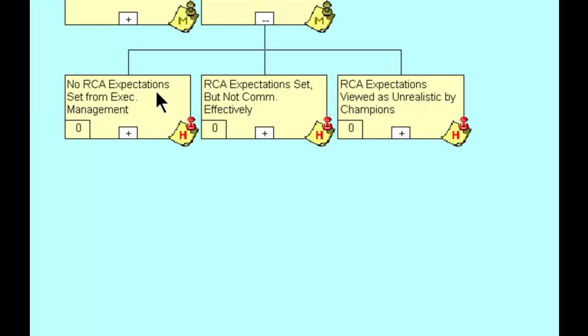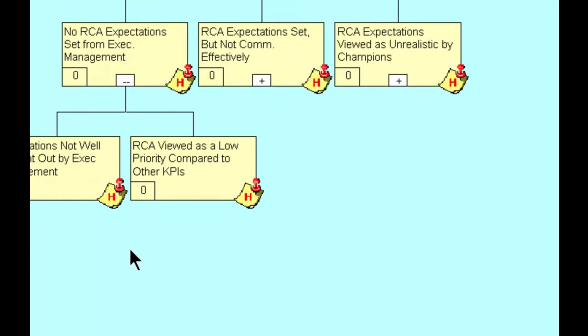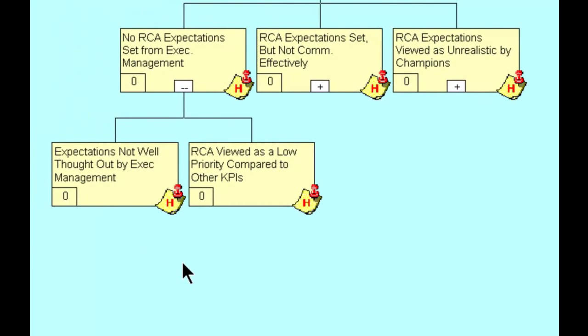No RCA expectations were set from executive management. Well, why wouldn't they set any of these expectations? Well, the entire process was not well thought out, and/or the RCA was viewed as a low priority compared to other KPIs that I have on my plate. So in terms of these big processes that I have, this is a lower priority, and we just haven't given it the thought that it needs in order to be successful.